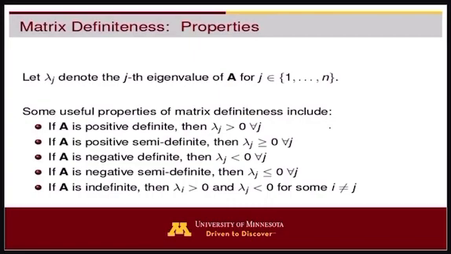Now if A is positive semi-definite, then lambda j is greater than or equal to zero, which means variance can be zero or positive. But in the situation where A is negative definite, lambda j is less than zero. Of course, if you are talking about variance, that is not going to work. Does that make sense? That's what I mean.